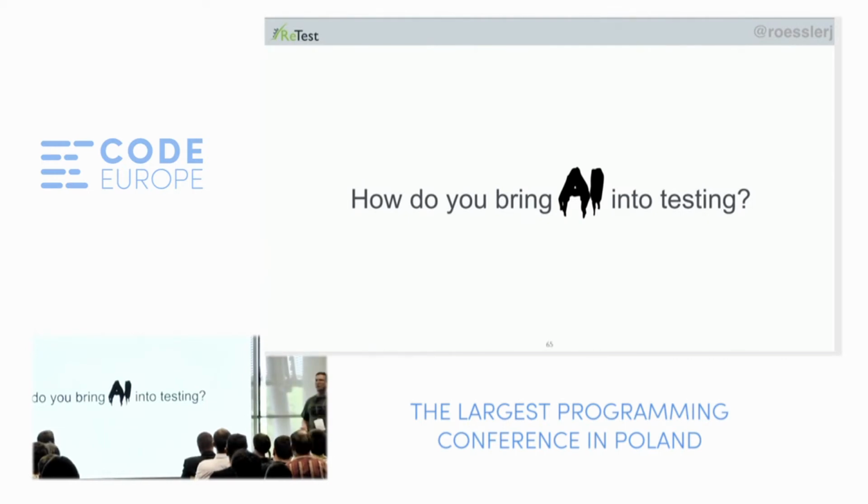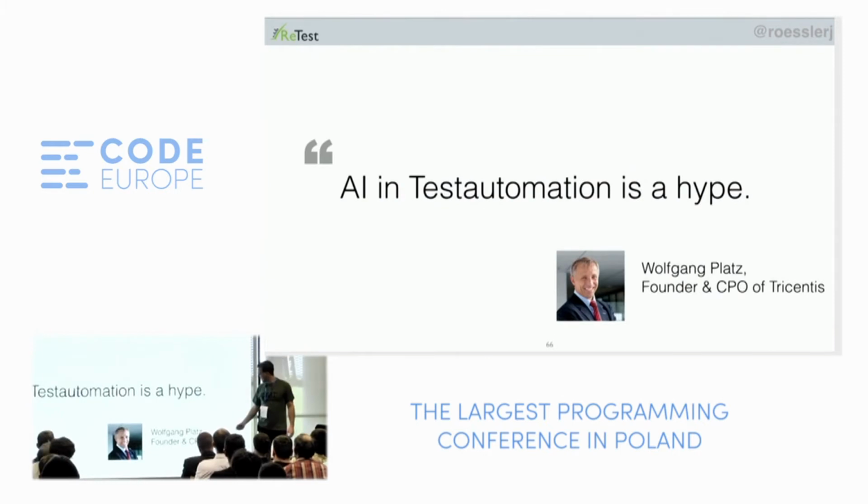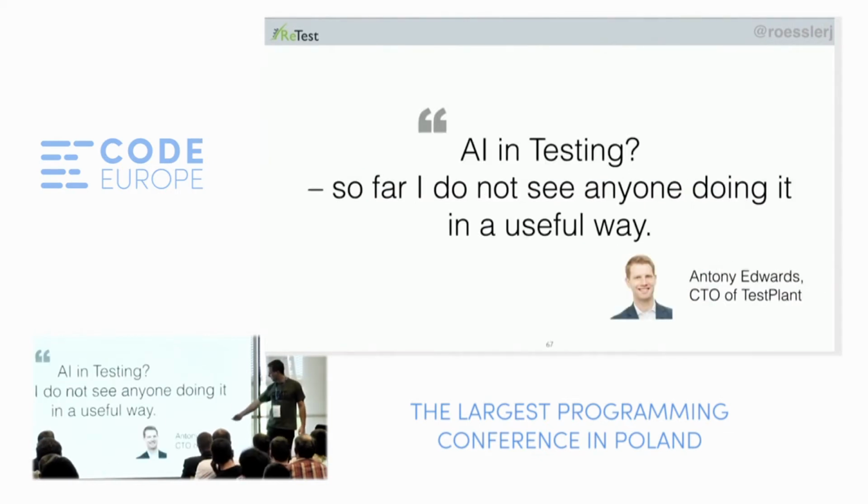And this is a very hard problem. One of the founders of Tricentis says AI in test automation is a hype. Or one of the founders of Testplant says, AI in testing, I've not seen anybody doing it in a useful way. Because it's very hard. Why is that so hard? Well, the question is, can you spot a bug when you see it?